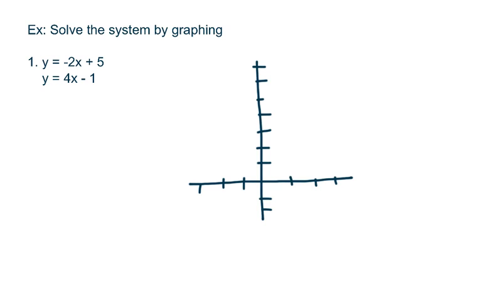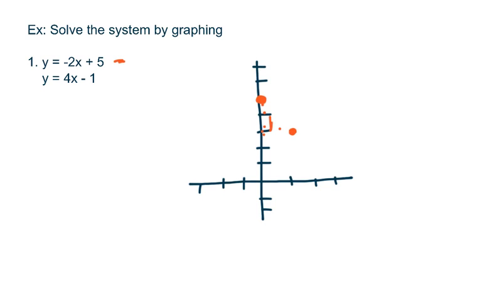The first one I'll do in red. So I have negative 2x plus 5. I'm going to go up to 5 on my y-axis and make a point, and then my slope is negative 2, which means down 2 and to the right 1. So down 2, right 1, and I have another point there.